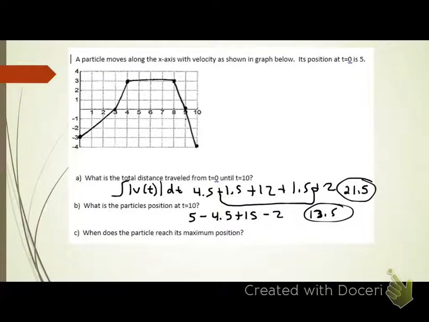When does the particle reach its maximum position? At t equals 9. Justify it, Brendan. It's because that's where there's the most area. The most positive area occurs. That's good enough for me. This was all moving to the left or down. Now I'm moving to the right again. This would be my maximum position because after 9 I go negative again.